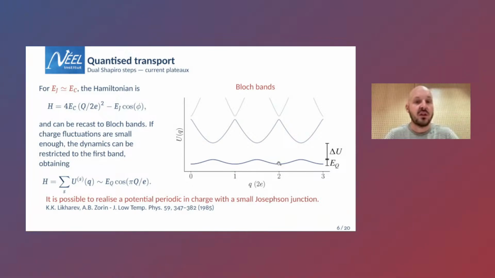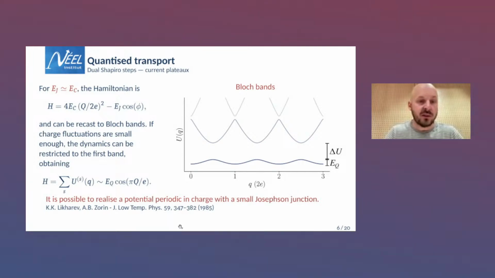So for this, you need to minimize charge fluctuations and make sure that whenever you have an effective charge particle, it stays here and doesn't go there. So this is actually very challenging experimentally, and I will explain to you how to do this. Just for the sake of definition, what I will call EQ in the following is the width of the first Bloch band, and what I will call delta U is the separation between the first Bloch band and the second Bloch band. So basically, you want to avoid Landau-Zener tunneling.